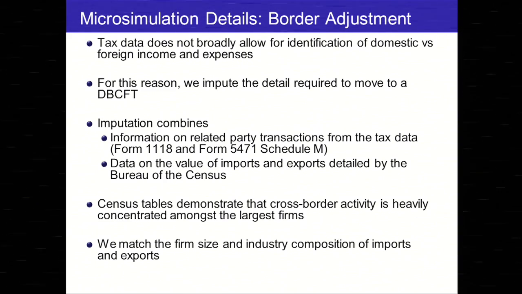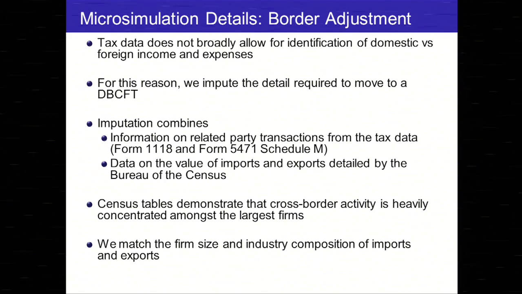On the 1118 and the 5471, you can see related party transactions. So that allows us to pick up particular kinds of imports and exports, but certainly not all of them. And so we also take data from the census. And the census breaks down imports and exports by firm size. And this is a departure from everything that was done in the past, because you see in the census tables that the firms that are doing the exporting are the largest firms within the industry. And so if you apply imports and exports to all firms, it's not really a great match to the current state of the world. You also see that the firms that are exporters also tend to be importers.